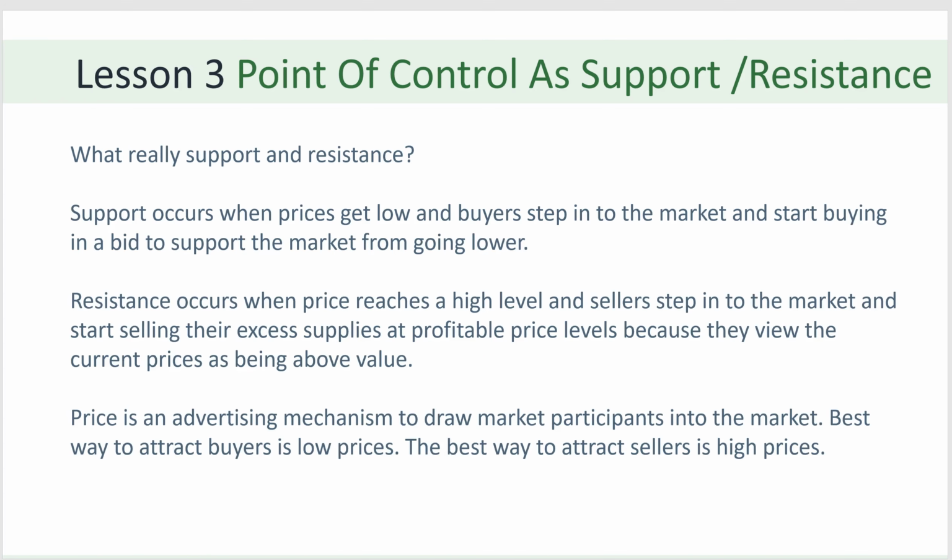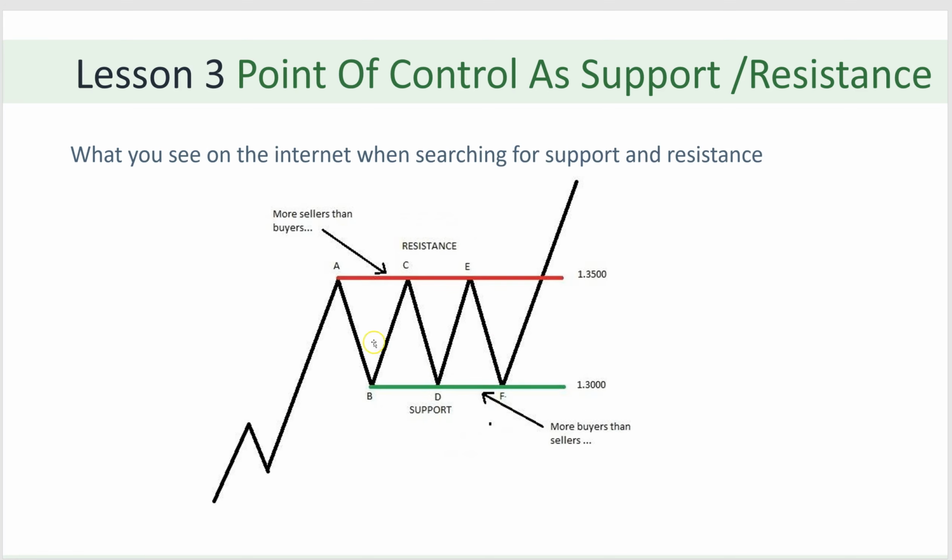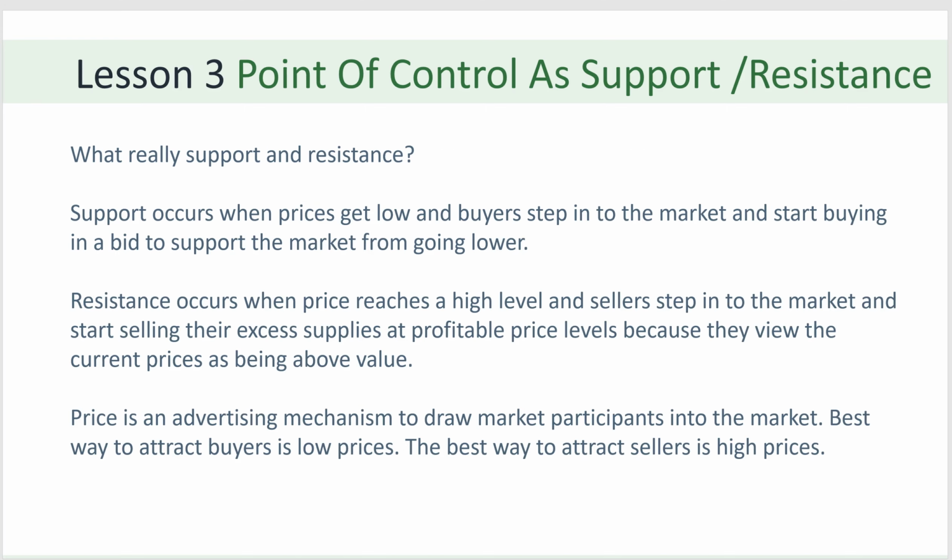So really, what is support and resistance? Well, support occurs when price gets low and buyers step into the market and start buying in a bid to support the market from going lower. All too often, markets don't just pull back to the exact same level 3 times. It pulls back a little bit through the level, or 1 or 2 ticks above the level. The market's not pretty like this. That's just the reality of it.